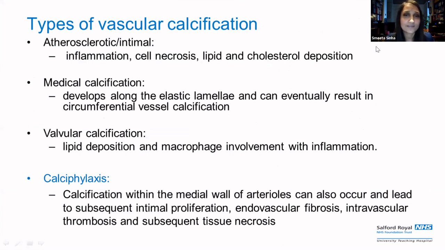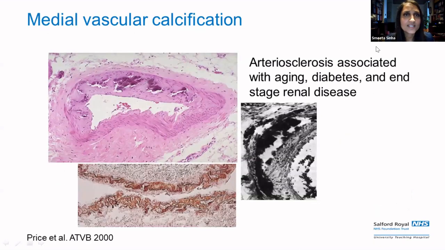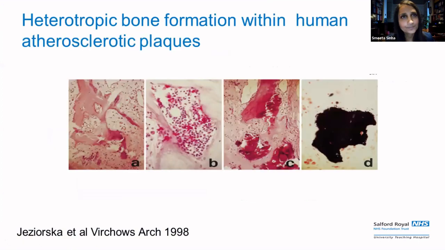It's caused by calcification within the medial wall of arterioles. So this is the kind of calcification you see in calciphylaxis and medial calcification. You start to get calcium within the middle of the wall, so it's circumferential rather than in a plaque. And you see this with age, absolutely, but a lot more common in patients with diabetes and end-stage renal disease.